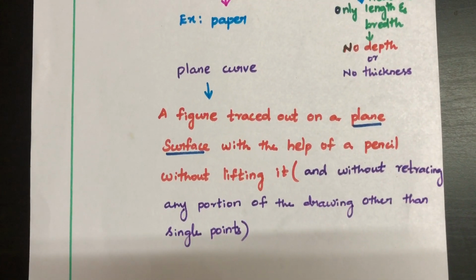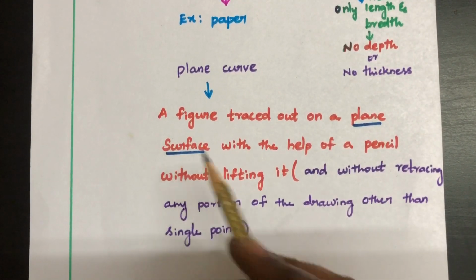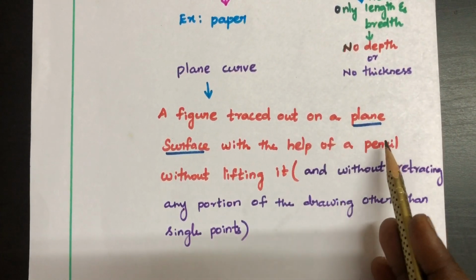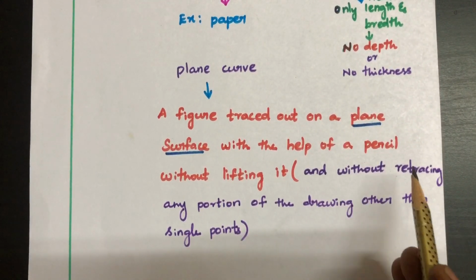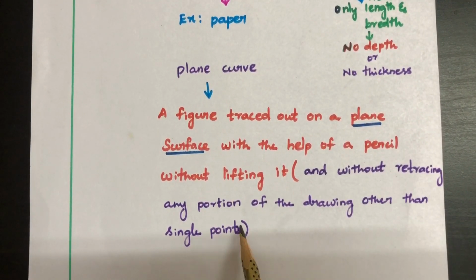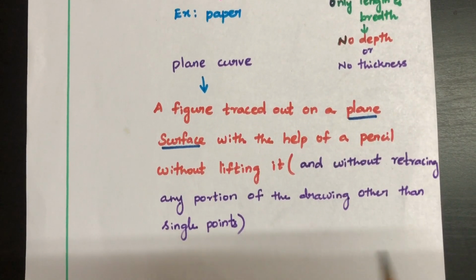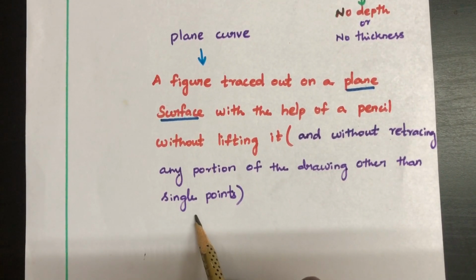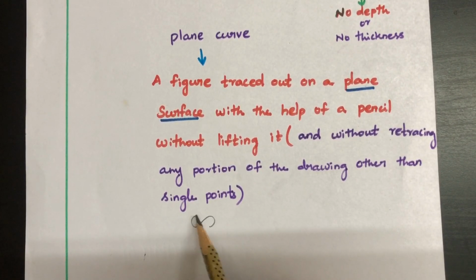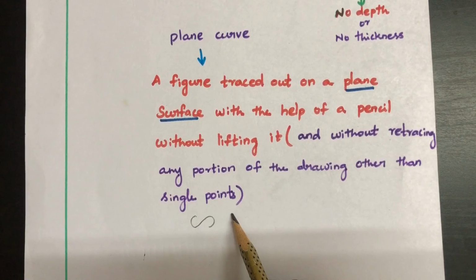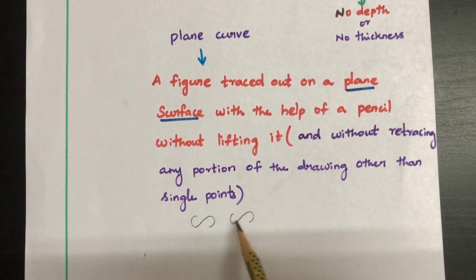Next, plane curve. A figure traced out on a plane surface. A figure means a drawing traced out on a plane surface with the help of a pencil without lifting it and without retracing any portion of the drawing other than single points. See, just see here. This is a curve, right? Just I am using this pencil to trace like this. I am not lifting it. So these are all curves.